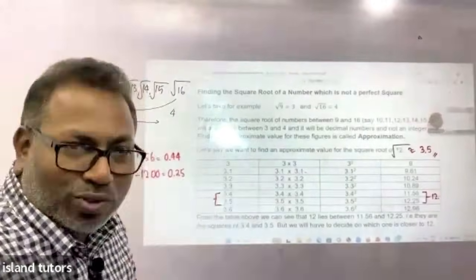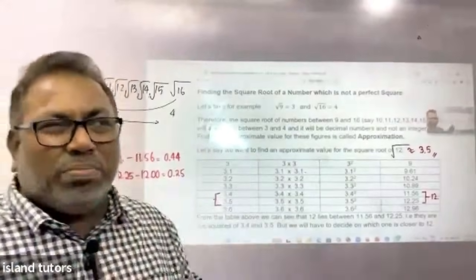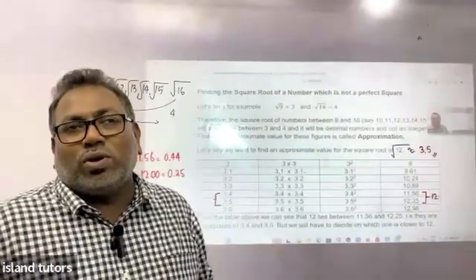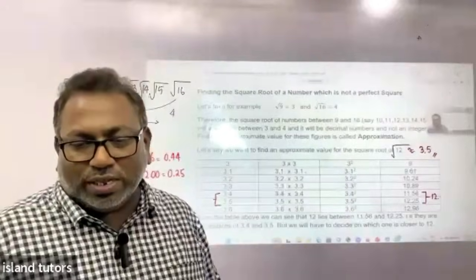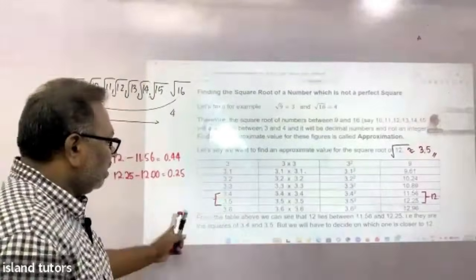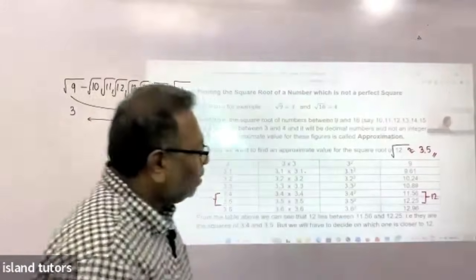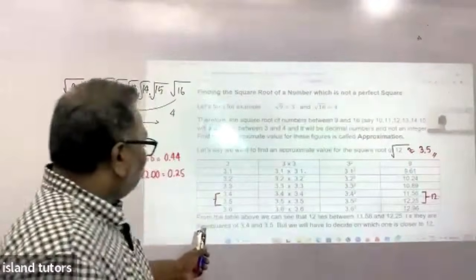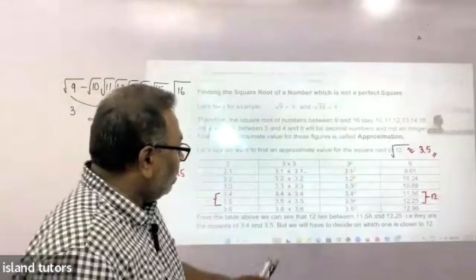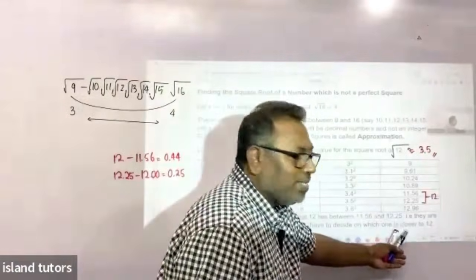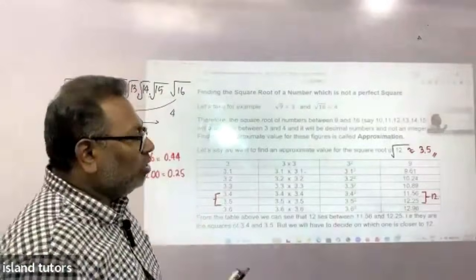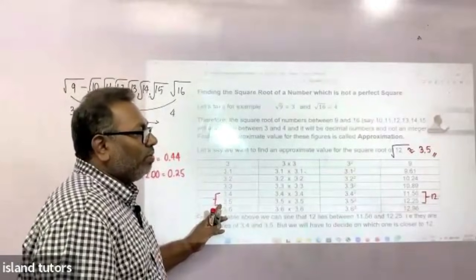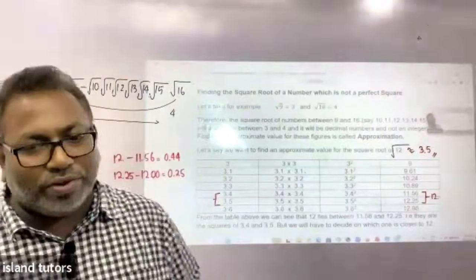So, how do we do this? You have to do the multiplication. You have to multiply two numbers and see which number is getting closer to what you want. So there's no other way to do it. So that's called the approximation method. So from the table above, we can see that 12 lies between 11.56 and 12.25. They are the squares of 3.4 and 3.5, but we will have to decide which one is closer to 12. So which one is closer to 12? 12.25. Therefore, the square root of 12 is going to be 3.5.